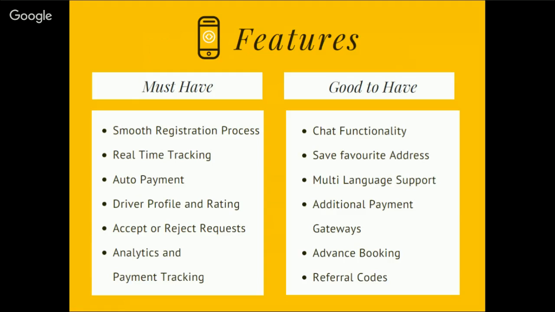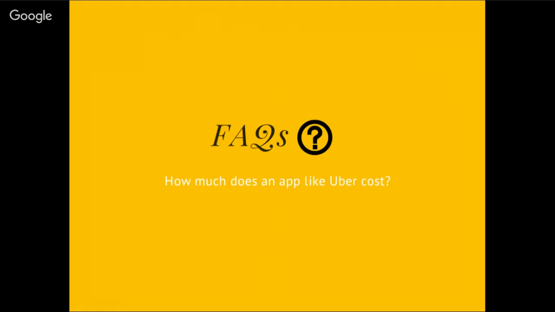Apart from this, of course, as your platform would evolve, you could provide functionalities for chat, for saving favorite addresses, for language support as you move into new geographies, additional payment gateways, advanced bookings, referral codes to add more to virality. So this is how a quick feature list can be divided between the must-haves for any Uber kind of business, and the additional features that can also act as a differentiator for any Uber-like business. So here I'm going to cover for the next 5 to 6 slides.